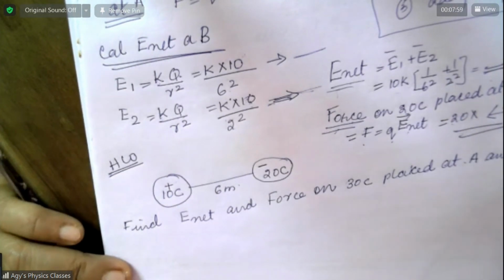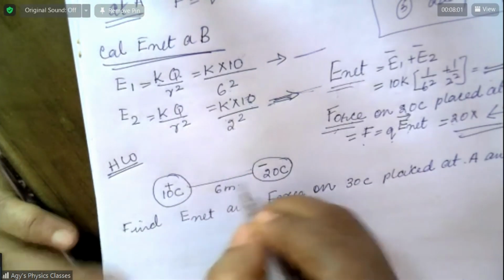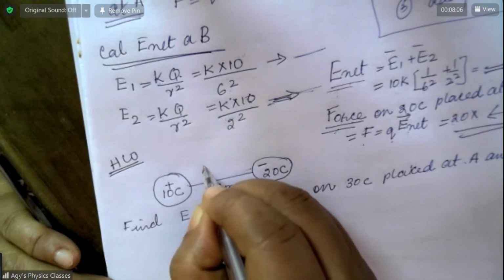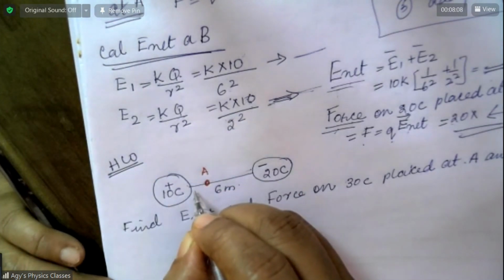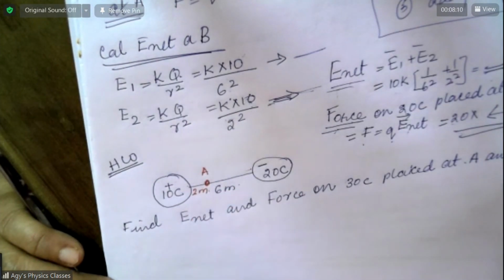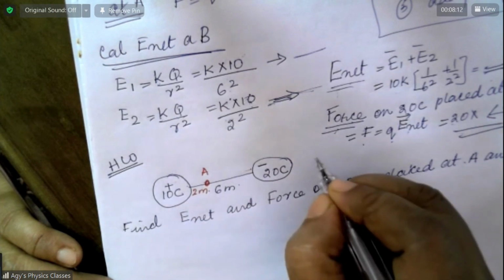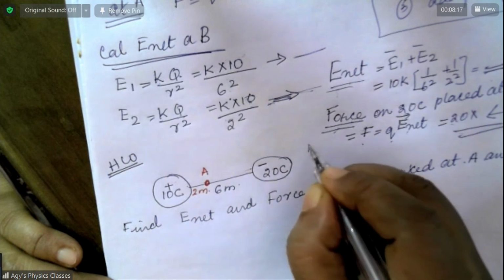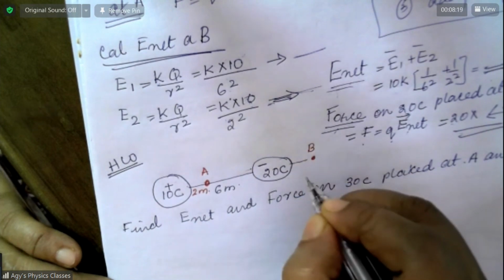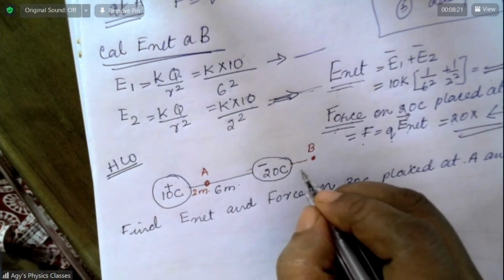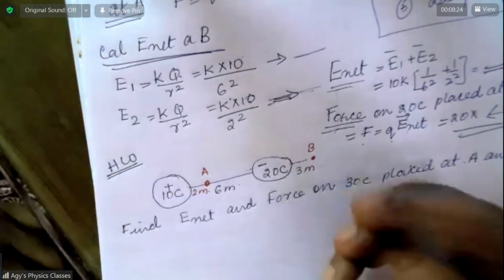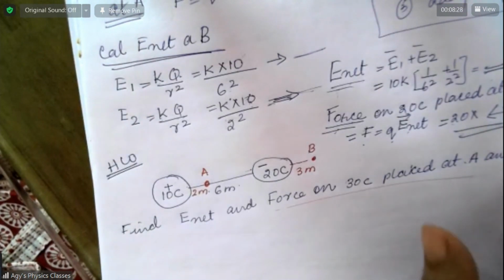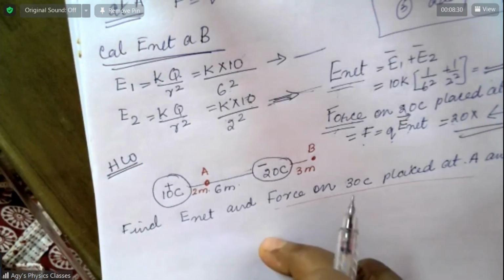Where is A? Let's not take it in the center. Let's take it somewhere here. This is A, and A is, say, 2 meters from here. B is over here, also at a distance of, say, 3 meters. Any distance you can put. Did you understand the question? This is a homework for you.